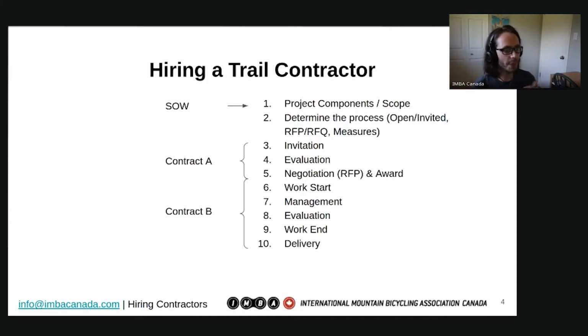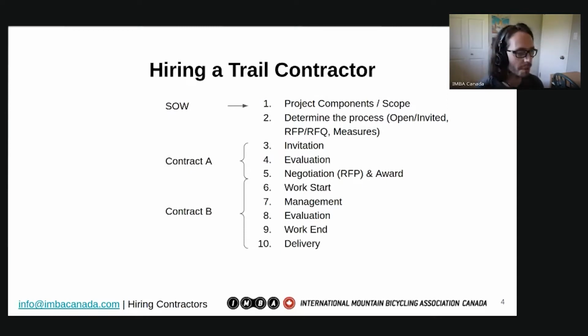Once we figure out the components of the project and the scope, then we go to determine, okay, well, how are we going to buy these services? What's the best way we can do that? And there's some considerations we'll talk through here. And then this is where it's unique in Canada.